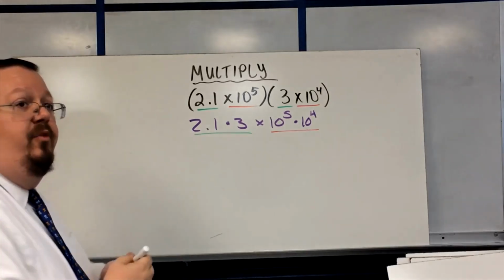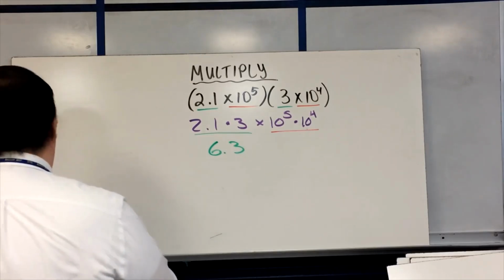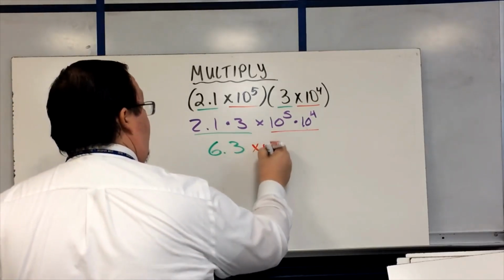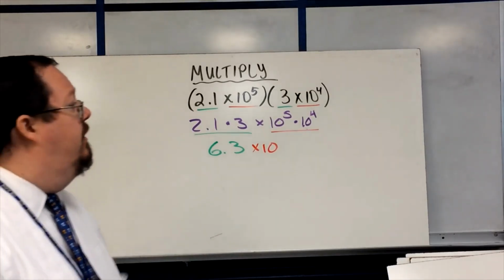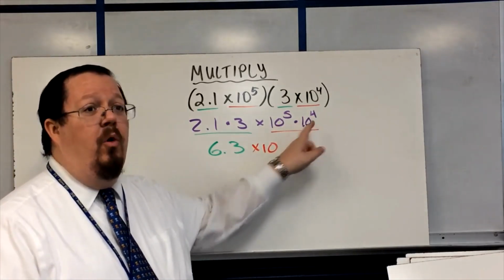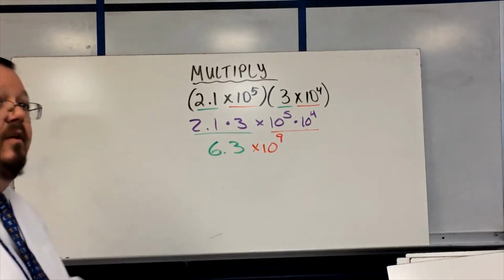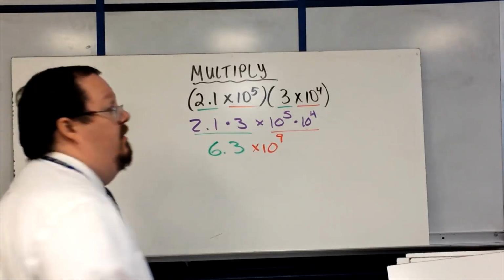What's 2.1 times 3? 6.3. What's 10 to the 5th times 10 to the 4th? Is this where we add or where we multiply? 5 tens and 4 more tens, that's 9 tens. 6.3 times 10 to the 9th. Easy.